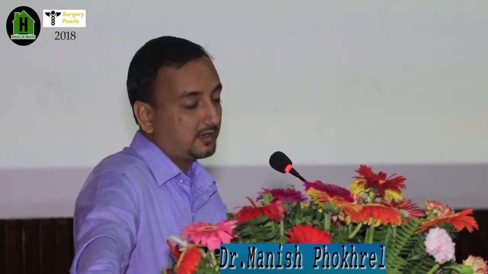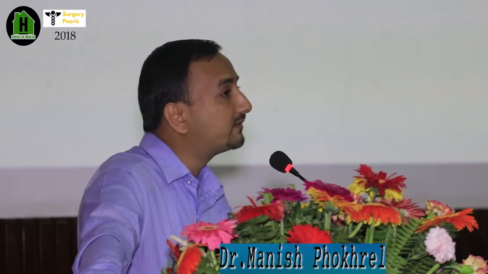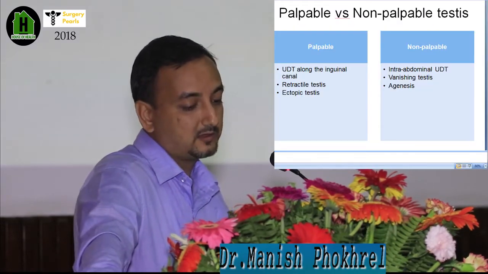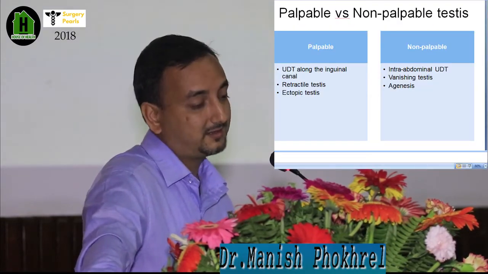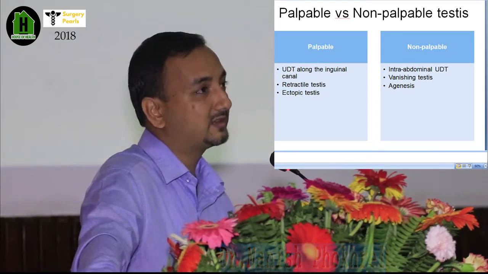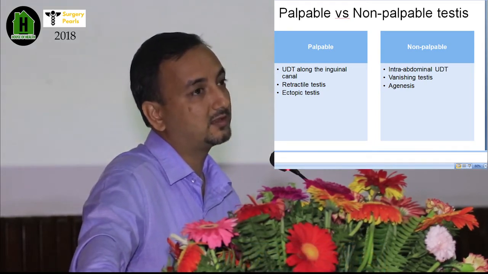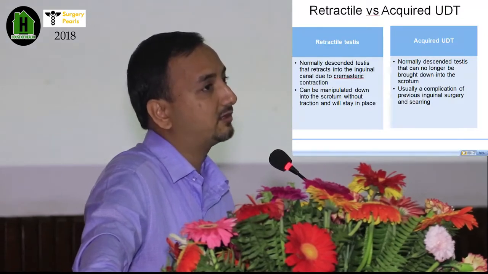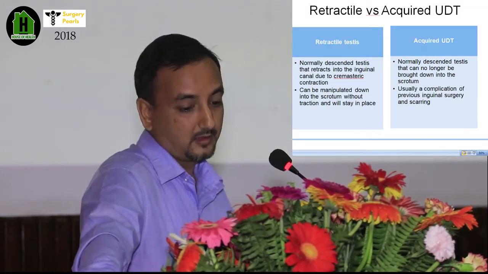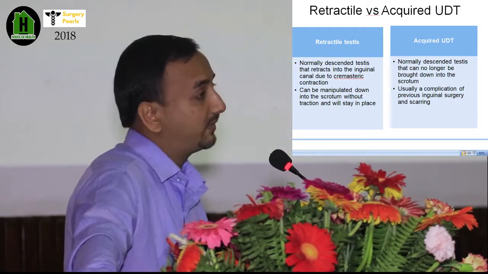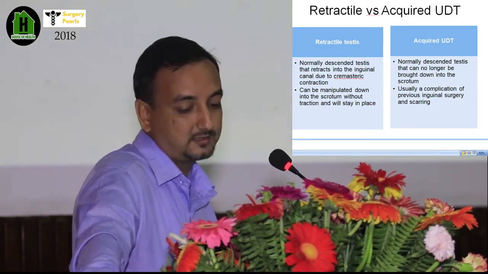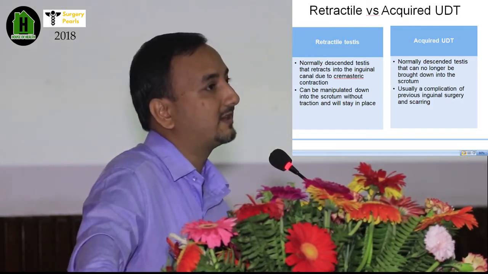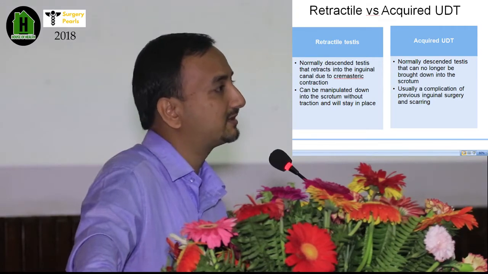And then there is another clinical entity in which there is a palpable versus non-palpable testis. So a palpable testis is an undescended testis which lies along the inguinal canal, because that is the region of the testicular descent that we can actually palpate. And even a palpable testis can be a retractile testis or also an ectopic testis. And a non-palpable testis can be an intra-abdominal undescended testis or a vanishing testis or testicular agenesis. There might be no testis at all.